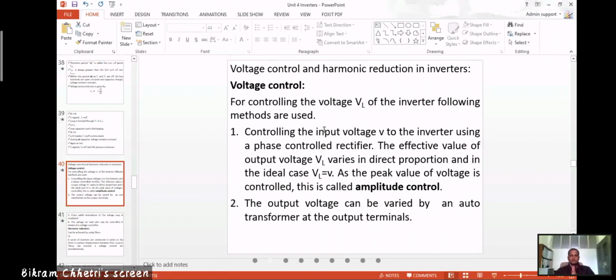I think the frequency is not given here, but we can control the frequency also. The frequency control can be possible with the help of the firing angle of the switches, the firing angle of the SCR. So output voltage control is possible. Now the output voltage is what we require, especially in the case of pulse width modulation. We'll talk later about single pulse width modulation or multiple pulse width modulation.